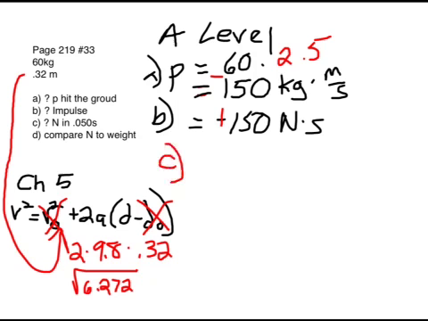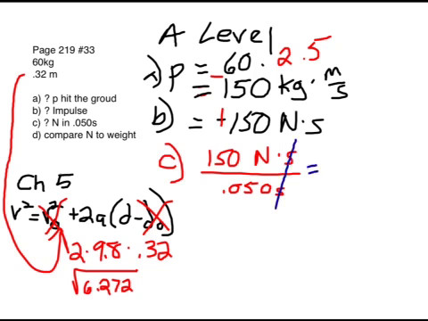In part C, now that we know we have 150 Newton seconds, and they give us a time of 0.050 seconds for the dancer to come to rest, that will cancel. We'll get a high contrast color here. Cancel. And now 150 divided by 0.050 will equal approximately 3,000 newtons. Okay, 3,000 newtons.